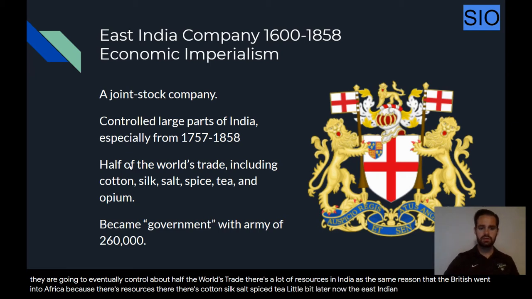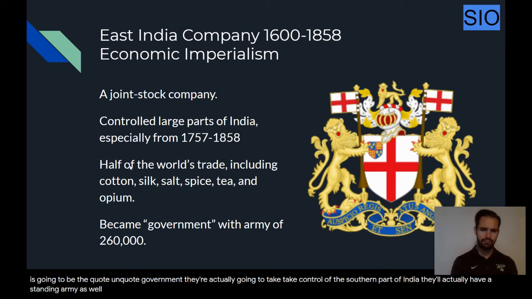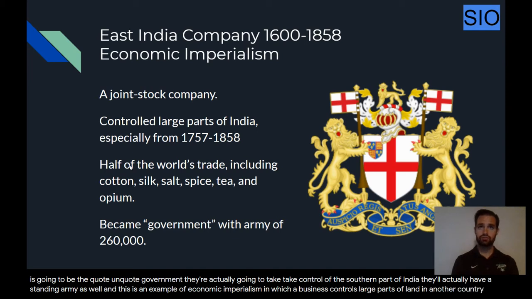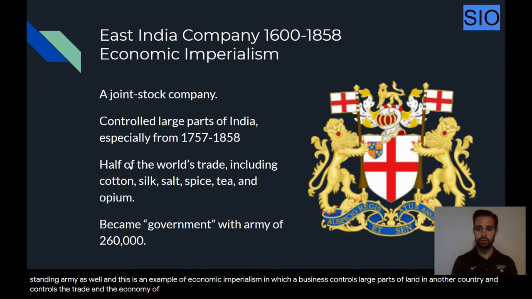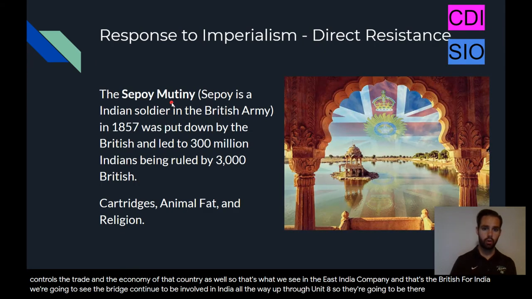Now, the East India Company is going to be the quote unquote government. They're actually going to take control in the southern part of India. They'll actually have a standing army as well. And this is an example of economic imperialism in which a business controls large parts of land in another country and controls the trade and the economy of that country as well. So that's what we see in the East India Company. And that's the British getting the foot in the door in India. We're going to see the British continue to be involved in India all the way up through Unit 8. So they're going to be there for a while.